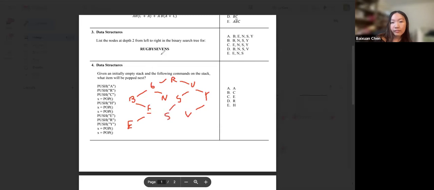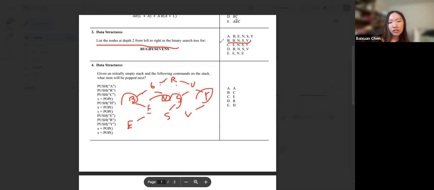So you notice this question doesn't ask for how many nodes have one child like the last one. It asks for how many nodes are at depth 2. Depth 2 means there's 2 branches going to it from the parent node. So we have B, 1, 2, N, 1, 2, S, and 1, 2, Y. So it'll be B N S Y, because it said left to right.